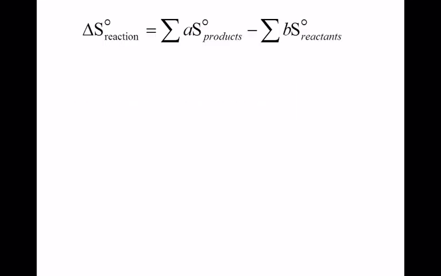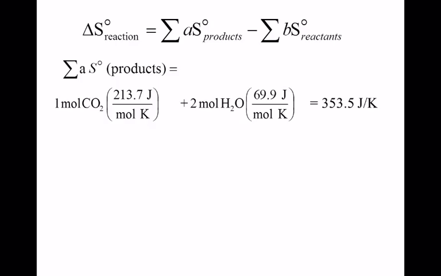Okay, let's go for the delta S in a similar fashion. So looking at the products, we have 1 mole of CO2 times 213.7 joules per mole Kelvin, plus 2 moles of H2O times 69.9 joules per mole Kelvin. That gives us 353.5 joules per Kelvin on the product side.